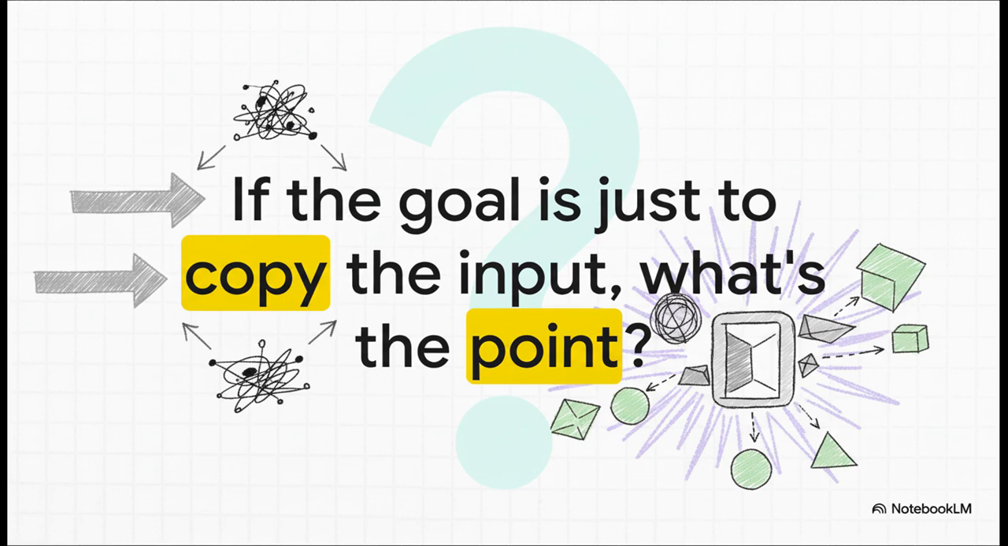Which brings us to the most important question of all. If the goal is just to copy something, why would we go through all this trouble? Well, the magic isn't actually in the copying. It's in what the network is forced to learn about the data structure in that compressed middle layer. That hidden representation, that's where the real value is. And it's the key to everything from cleaning up noisy images to discovering powerful hidden features in your data.